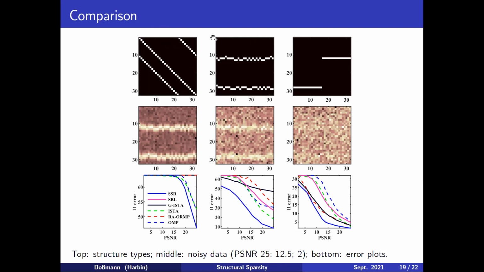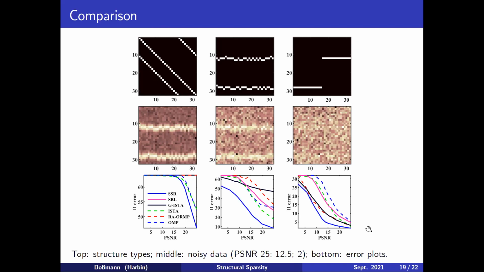Then the second structure is some lines that are slightly oscillating, and the third one is more close to the row sparsity model, where we have these 2 half lines here. For these, we did some convolution with a Gaussian kernel, and then added some noise. And we ended up, for example, for these oscillating lines, with these 3 examples on different noise levels. So you see a quite low noise level with 25 PSNR, then a medium one, 12.5, and a very high one with PSNR of only 2.